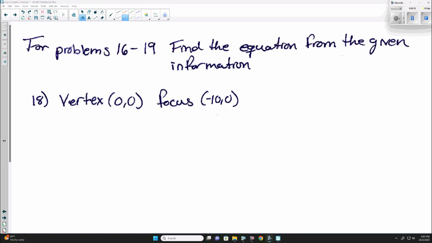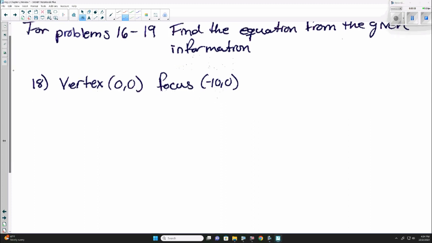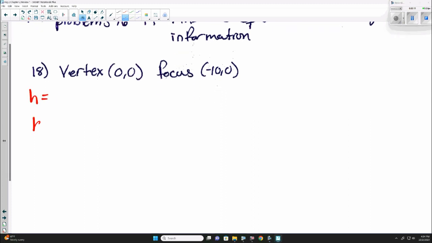All right, now we're looking at problem number 18. Now this one gives us the vertex and the focus. And again, to find the equation, we need to find the values of h, k, and p. Well, the vertex is our point h comma k. So it's telling us the values of h and k are 0. Now, we need to find the value of p and we need to find the general equation. And to find that, we need to see what changes from the vertex to the focus.